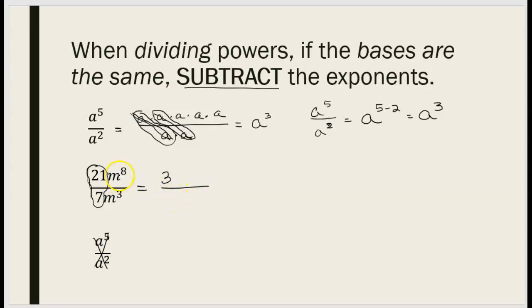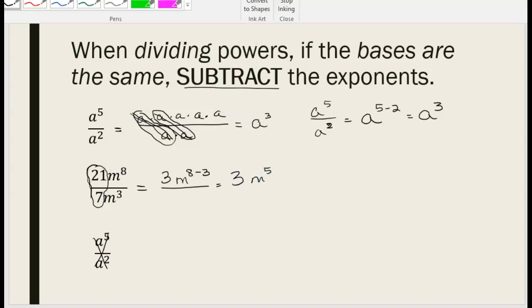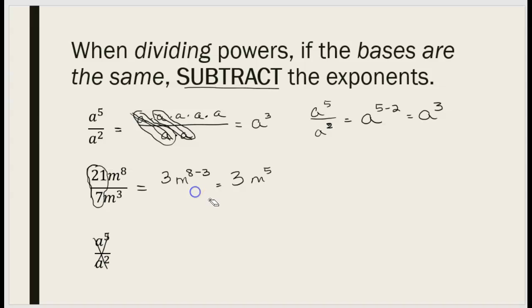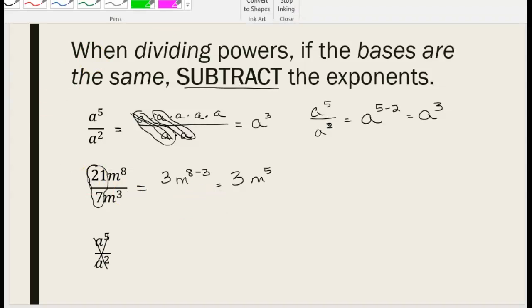All right, now we have m to the 8th divided by m to the 3rd. That is going to be m to the 8 minus 3, which is going to equal 3m to the 5th power. And I don't even need that fraction bar in there, okay? All right, so sorry, I forgot to change this when I was making the PowerPoint. Let's go ahead and make another one really quickly.